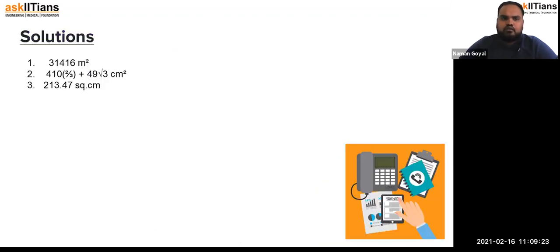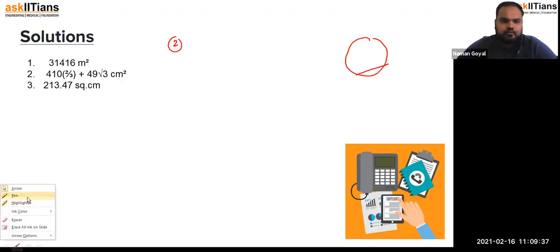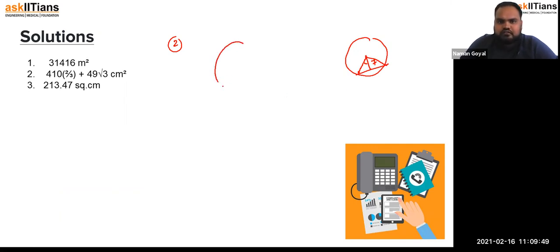Okay. Now in the second question, it is given that there is a chord of a circle which is at a distance of 7 centimeter from the center. Means the distance from the center is given 7 centimeter and the angle made is 120. So this angle will be 60 degree. Okay, so the question looks like this.